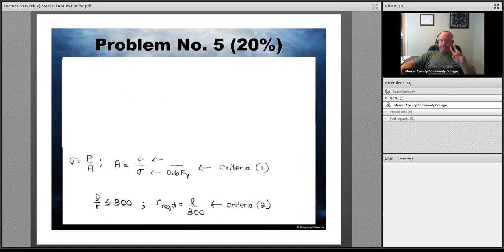We have to check two different criteria to do this design. First of all, we all remember that stress is P over A. So I'm asking you to design a shape. So you're going to rearrange that for A, and you're going to say that area equals load over stress. So what load? Let's say I told you the load was 100 pounds. So you'd say my P is 100 pounds. And then you'd say, well, what is my allowable stress?